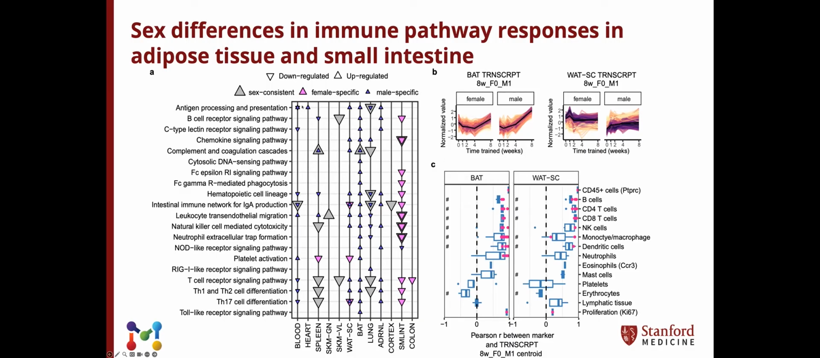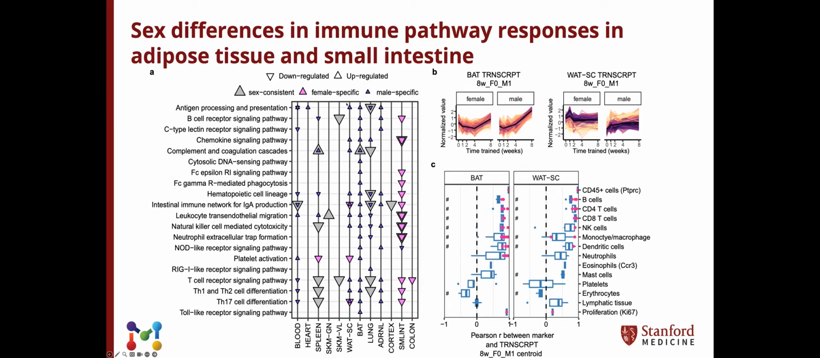So if we look here, these are different immune-specific pathways. The triangles here, if there is a gray triangle, it means that there is a sex-consistent response. If it's a pink triangle, it means it's female-specific, and blue means it's a male-specific enrichment. And then the triangle can point down for downregulation or up for upregulation.